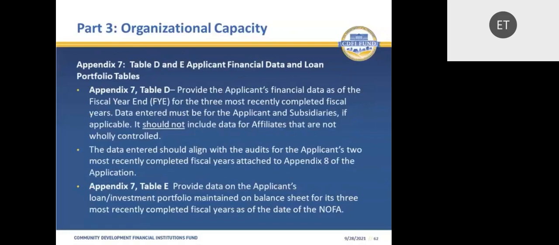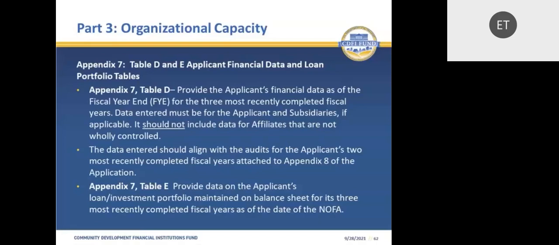Appendix 7 is Tables D and E. Talk about your financial data and your loan portfolio tables. Appendix 7, Table D, provide your financial data as of the fiscal year end for the 3 most recently completed fiscal years. Data entered must be for the applicant and subsidiaries, if applicable, and not include data for affiliates that are not wholly controlled. The data entered should align with the audits that you've submitted for your 2 most recently completed fiscal years, and you've attached those to Appendix 8 of the application.